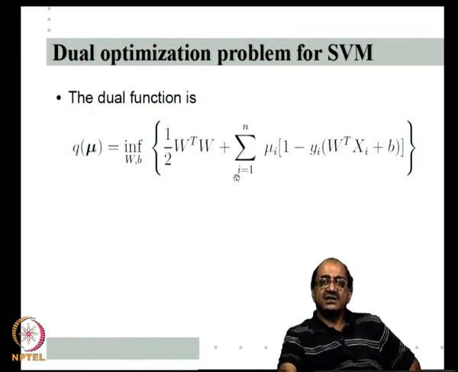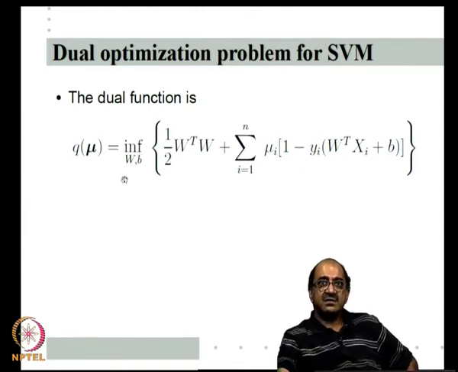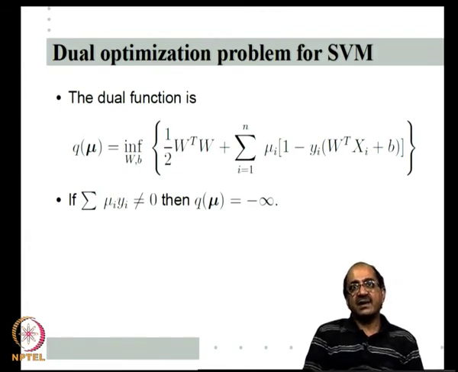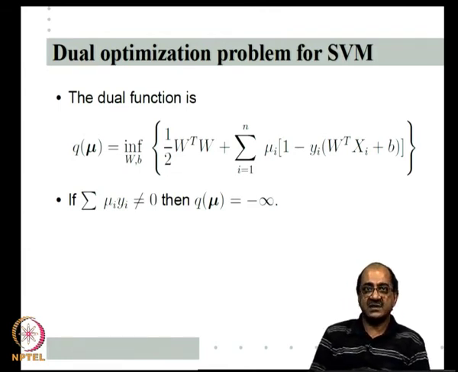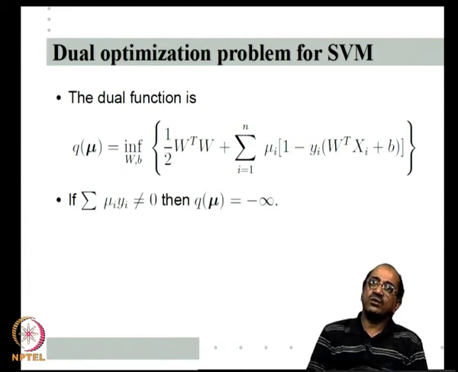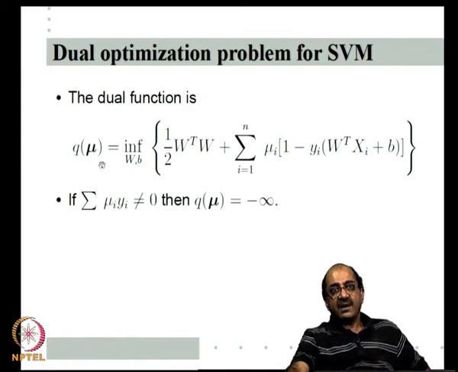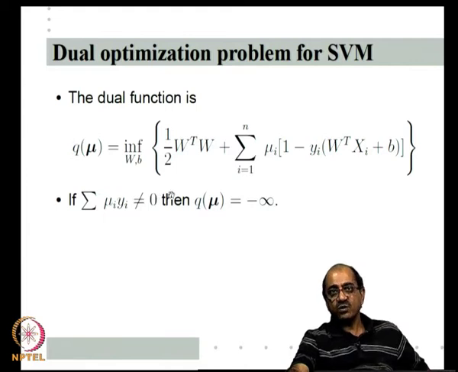So, there is a term here, that is b times summation i equals 1 to n of mu_i y_i. Now, I am finding the infimum with respect to b. If summation mu_i y_i is not equal to 0, then the infimum with respect to b is minus infinity. I can take b to be sufficiently large, positive or negative as the case may be, to keep decreasing q(mu). For a given mu, I am finding the value of q at that mu. If summation mu_i y_i is not equal to 0, then for that mu, the value of q(mu) will be minus infinity, because the infimum is minus infinity.